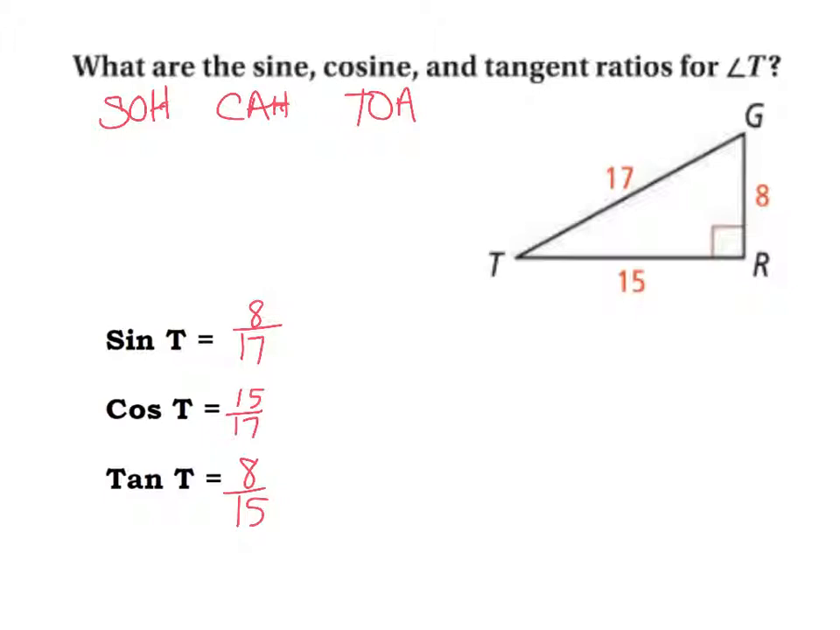Those are those ratios. Now if I were to mix this up and change the angle and say maybe angle G here, well then when I'm looking at that, that would be different ratios because this is a different size angle, so those ratios would be different. Opposite would actually be over here, and this would be adjacent. Hypotenuse is always going to be that 17.